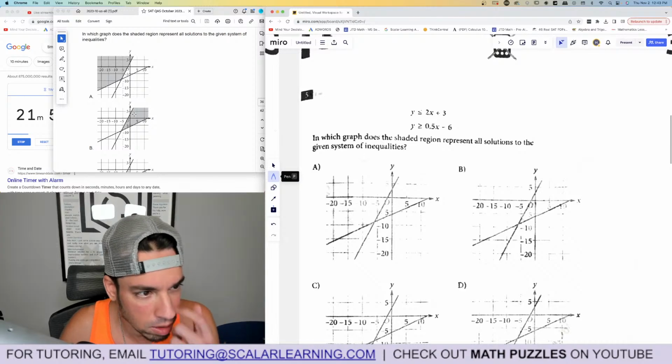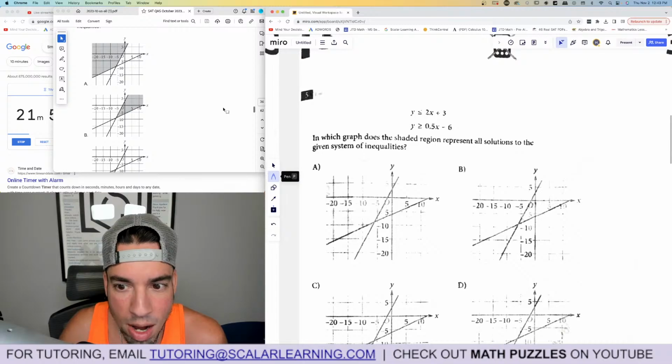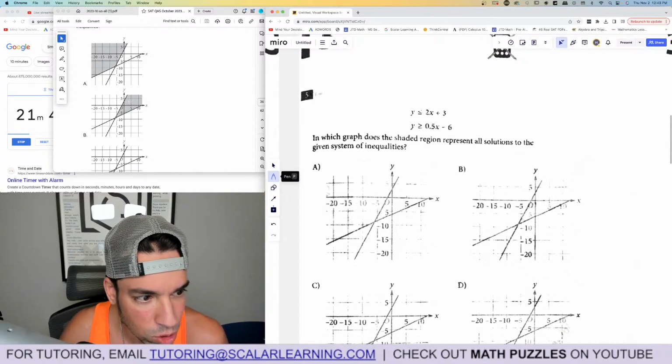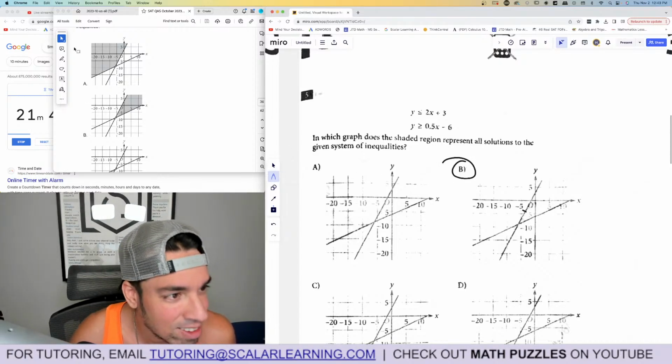So it looks like, wait, is that A or B? No, it's B. So it's less than the top one, right? y is less than 2x plus 3. y is greater than 0.5x minus 6. So it's that in-between region there. So B should be the winner. Yeah, I would have been in trouble if I didn't have the second copy because I can't see anything.